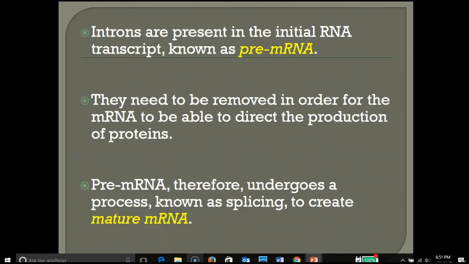Now, here's something that is probably new. When the initial messenger RNA is made from the DNA, the introns are actually present. That's known as pre-mRNA. Then there's an enzyme that comes along and snips those out, taking the introns out and splicing the exons together, and that creates what's called mature mRNA. So mature mRNA is made only of exons, whereas pre-mRNA would still have the introns, the non-coding segments, in it.